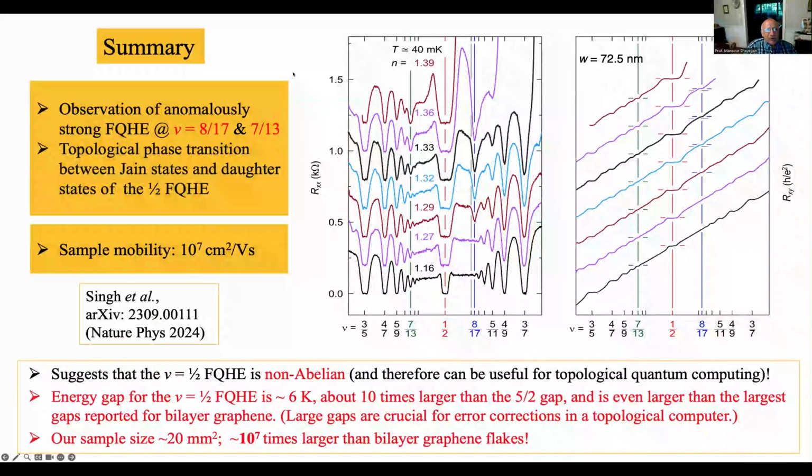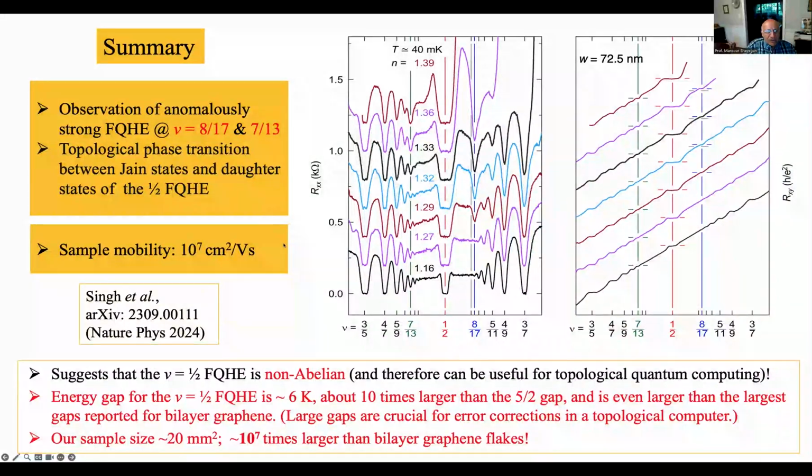So to summarize, what we are seeing in these latest class of high quality samples are the 8/17ths and 7/13ths. And in fact, we see a phase transition, if you wish, between the Jain states and these states, as we, in this case, raise the density. We see these when 1/2 is the strongest.